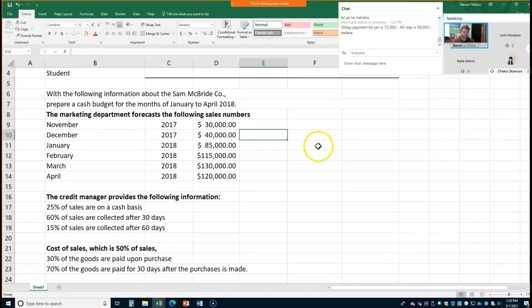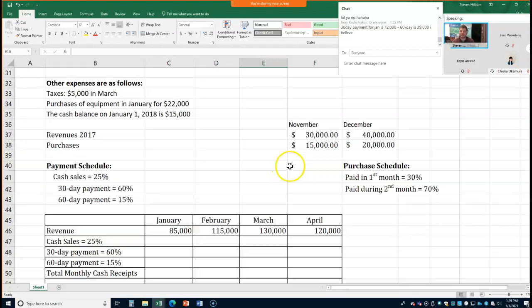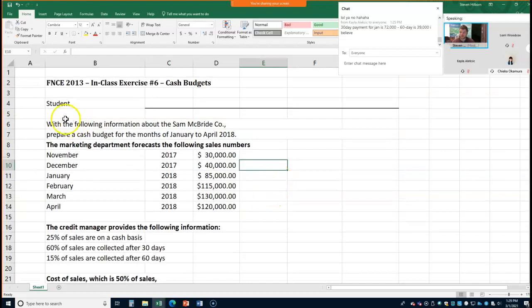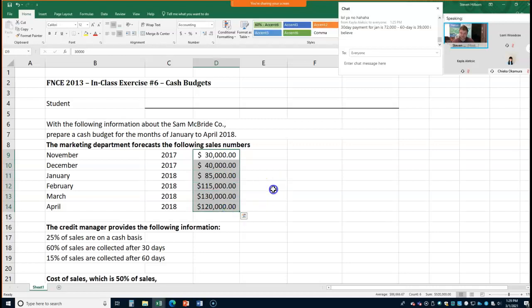So as we just talked about in our lesson, we are looking at how we are collecting our money. So this is all about cash budgets and how much money we'll have available to us. So this is the style of question. You will be given the marketing department will forecast the following sales number for you. So these are the amounts of money that we'll have to use.